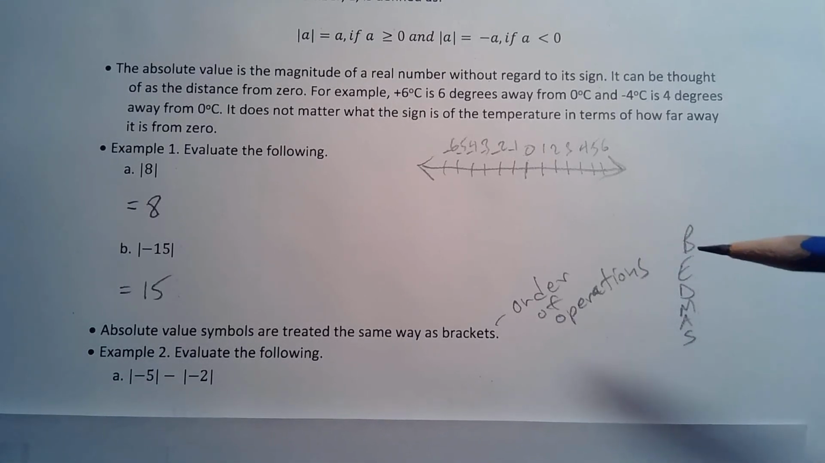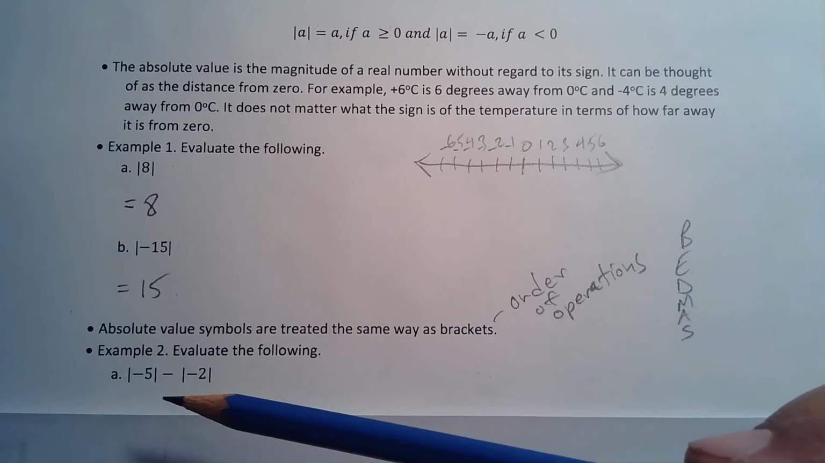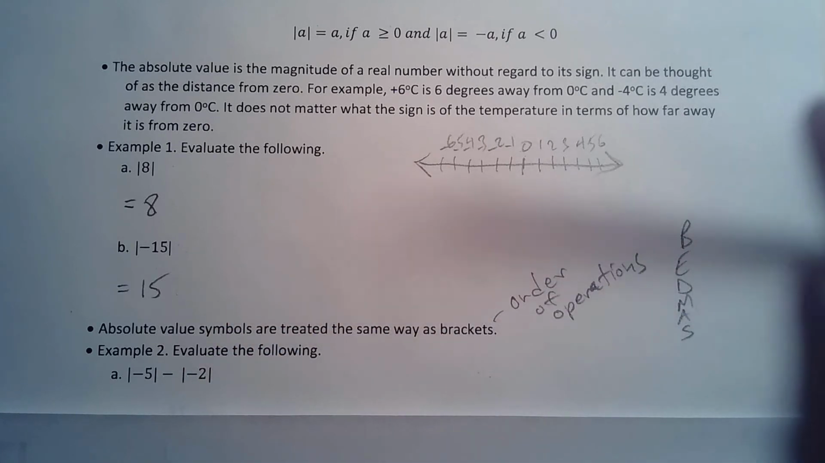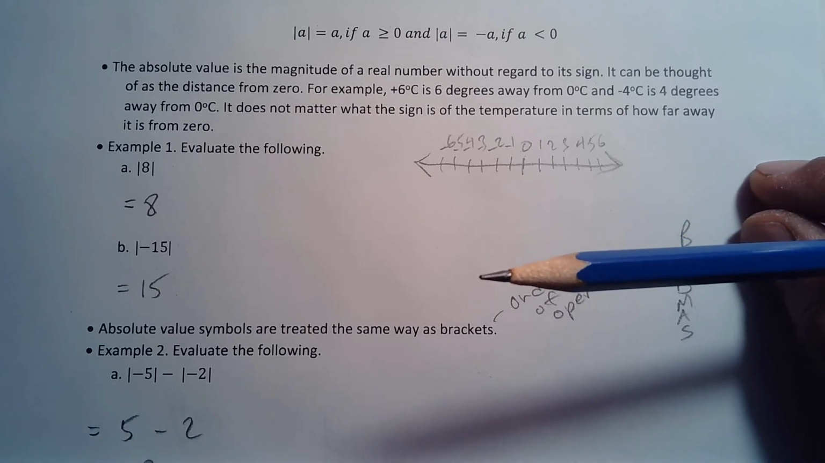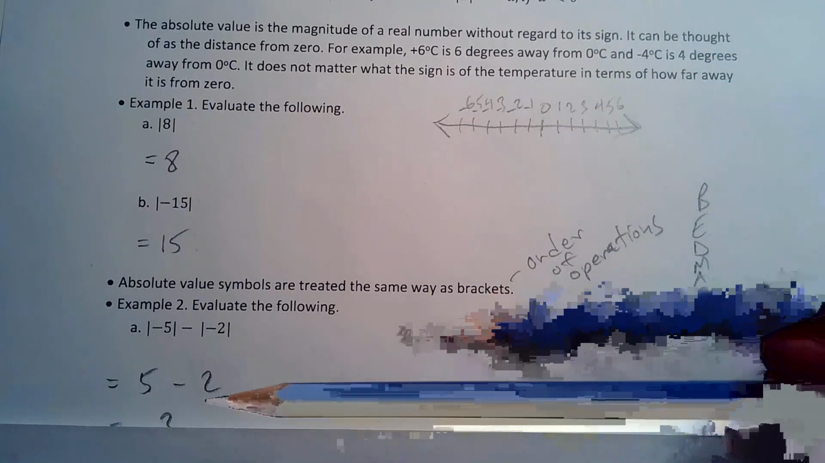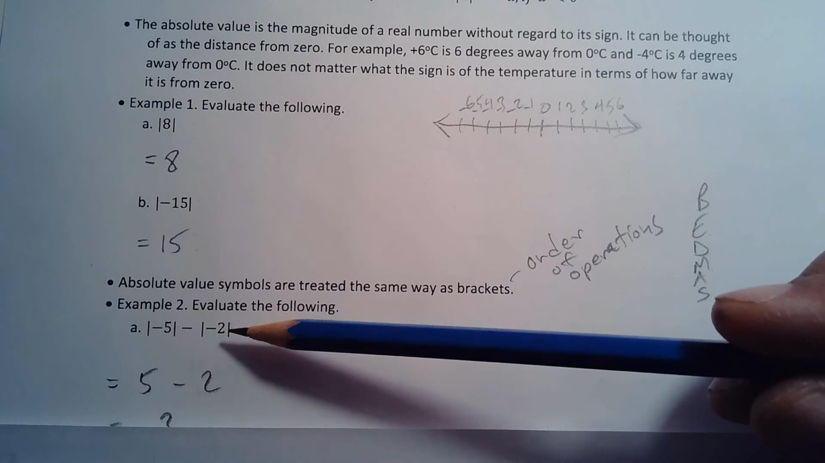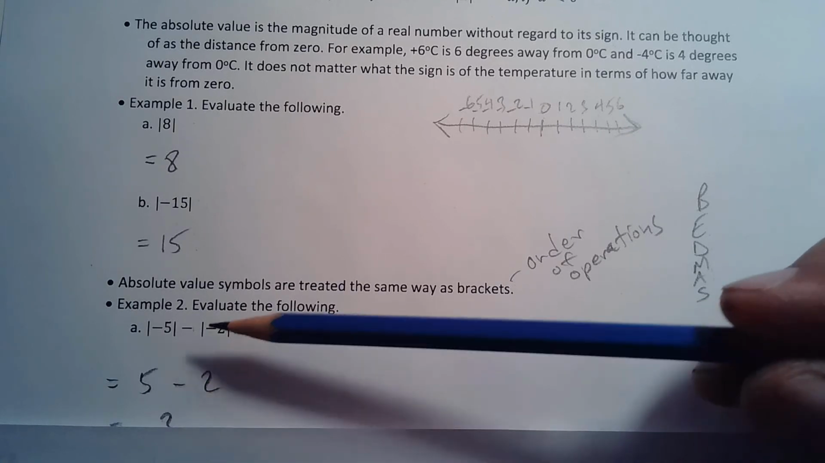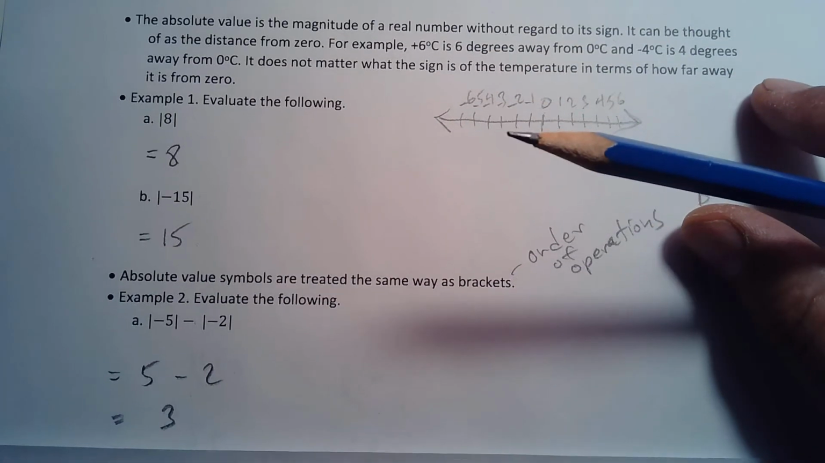So if we want to evaluate this, we look at what's inside the brackets first. You've got absolute value of -5 minus absolute value of -2. The absolute value function takes the -5 and makes it 5 positive, takes the -2 and makes that 2 positive. The existing subtraction between is still there, and so that gives you 3.